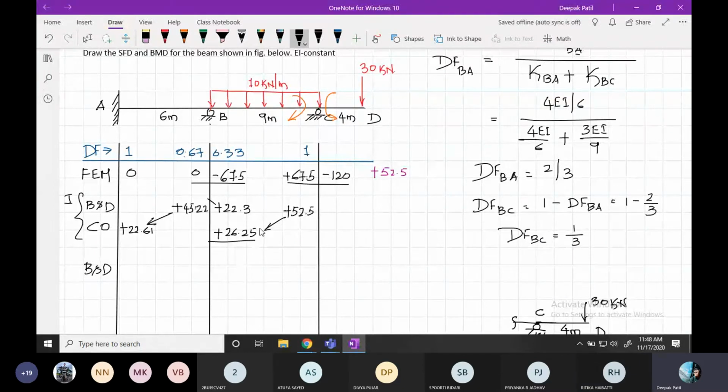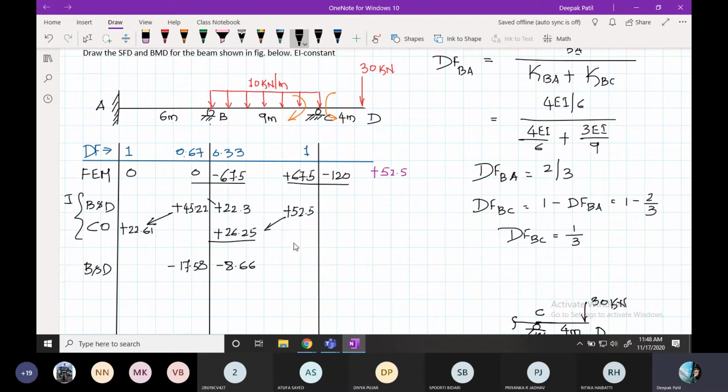So the net moment is plus 26.25. To balance that, you have to apply minus 26.25 and distribute that. Minus 26.25 into 0.67, you will get minus 17.58. Minus 26.25 into 0.33, you will get minus 8.66. Are you clear?